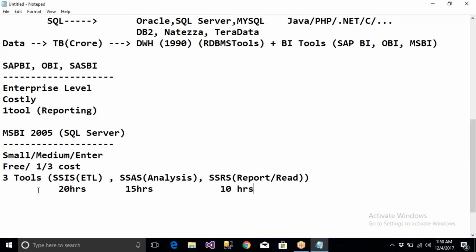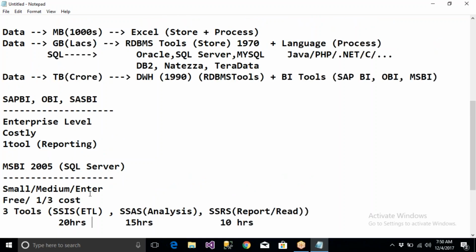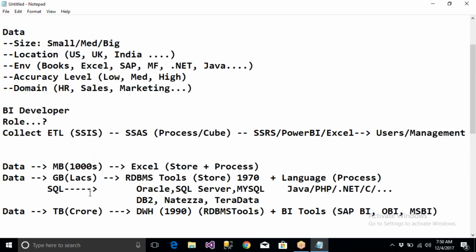So this is the story about MSBI and what each tool is doing. In the next class, we're going to understand what is ETL, what is SSAS and what is SSRS. And tomorrow onwards, I'm going to start with the ETL tool. Before going to that, do you have any questions, guys?